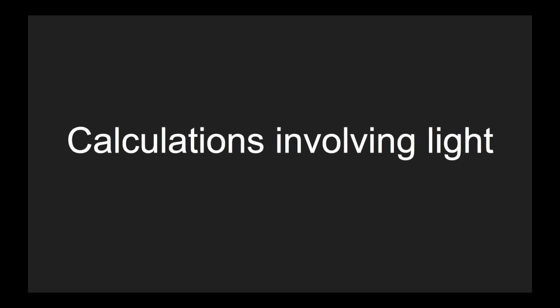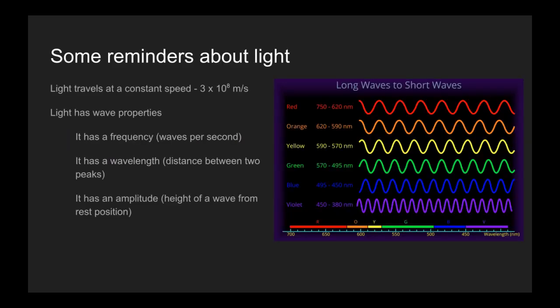Okay, this is just a short presentation on how to work with calculations that involve light. We need to just remember a few things about light. The first important thing to remember about light is that it always travels at a constant speed. That speed is 3 times 10 to the 8th meters per second.